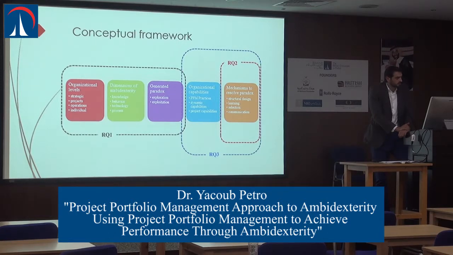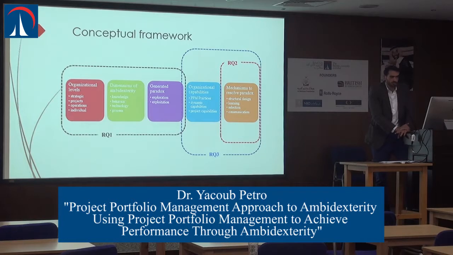Whether it's strategic projects, operations, or individual level. So if you can plant ambidexterity or those capabilities in each level, then you would have a successful organization. You can't just provide one simple definition and that's it, it's done. And within those levels, I found that there are several dimensions in order to achieve this capability of the organization. These are the knowledge, the behavior, the technology, and the process dimension.